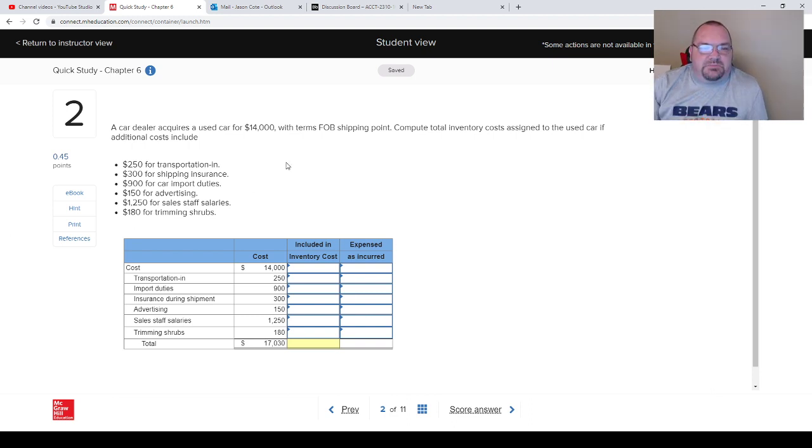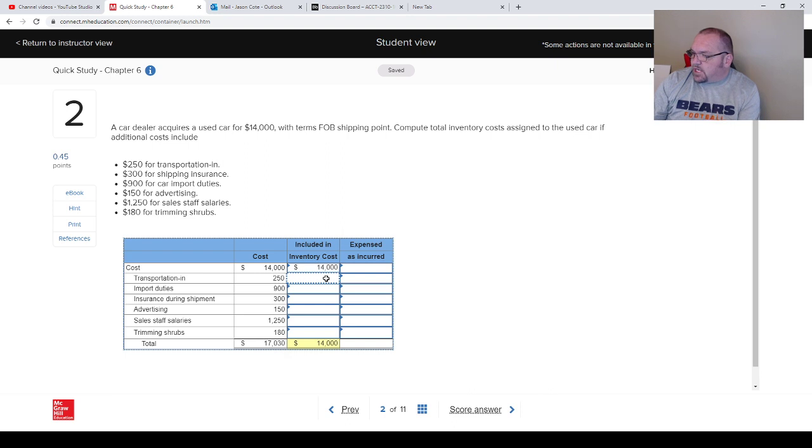All right, anyway, let's go to number 2. Car dealership. We've got a bunch of costs here. Which ones should be included in the cost of the car? Which ones are just other expenses? This one's actually easy. We've done this in class. You must have had this by now. Obviously, the cost of the vehicle is a part of the inventory cost. So there's the $14,000 for the cost of the vehicle itself.